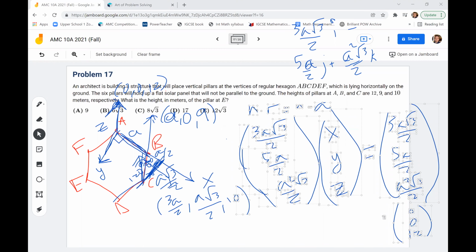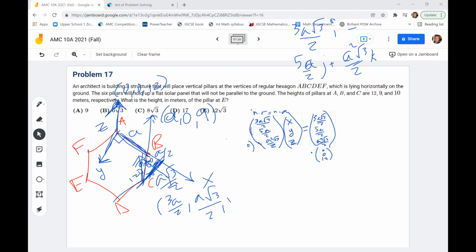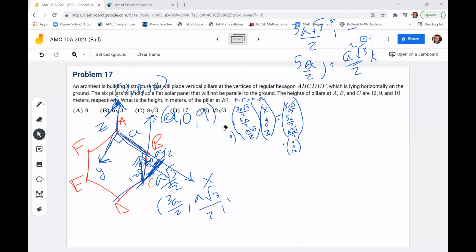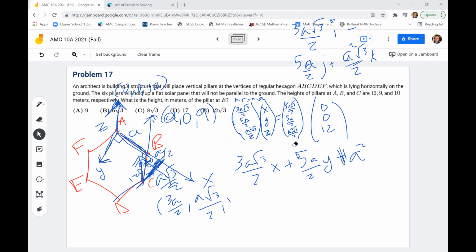So I'm going to make this smaller, not too small, just enough that I can still see it. I'm going to rewrite that, so that's (0, 0, 12). Now if I do this out, I get 3a root 3 over 2 x plus 5a over 2 y plus a squared root 3 over 2 z equals 0 plus 0 plus 12 a squared root 3 over 2, or 6a squared root 3.